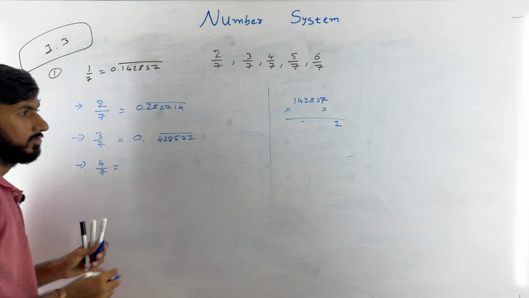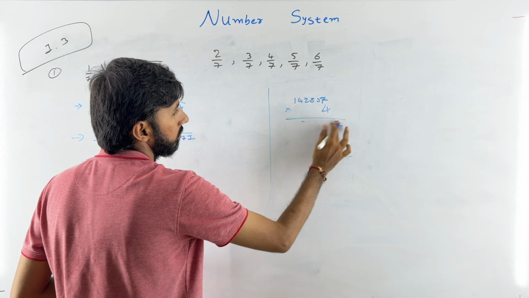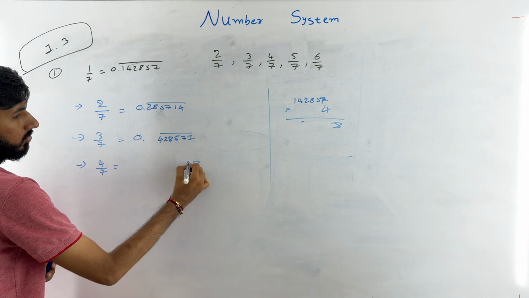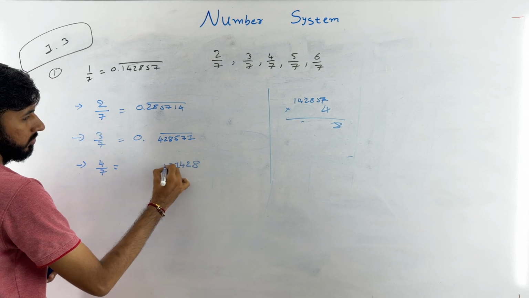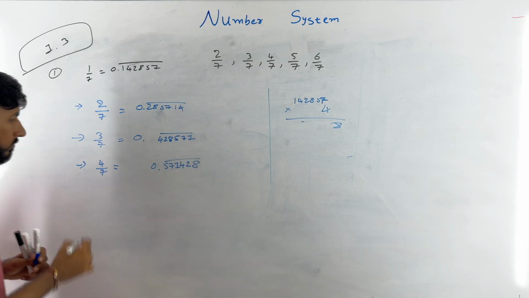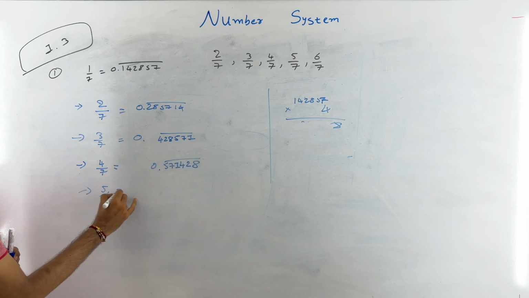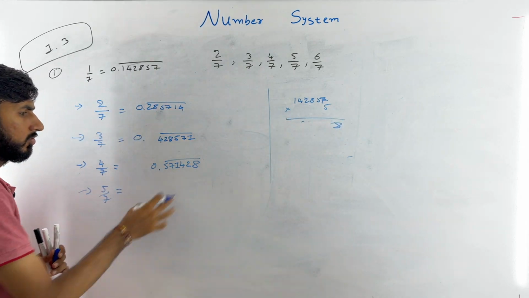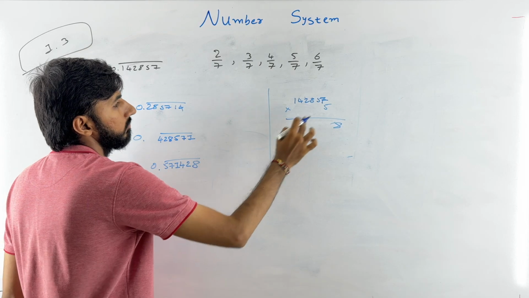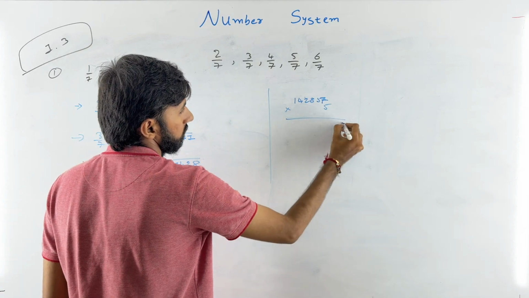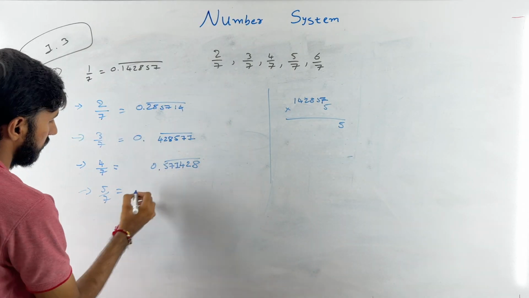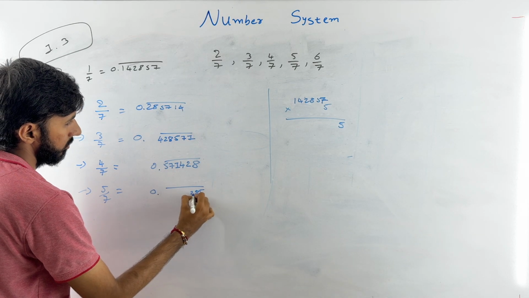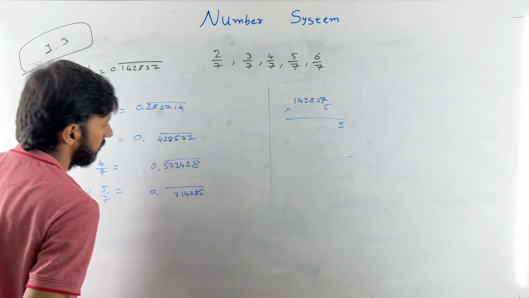If I want to find 4 by 7, just multiply it by 4. Here you get 8. So you can write 0.571428. Now for the fifth one, 5 by 7, multiply it by 5. I am not doing the complete multiplication here because I know the value, right? If you multiply it by 5, you get 5 here. So the answer will become 0.714285.